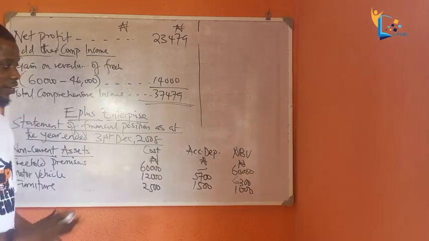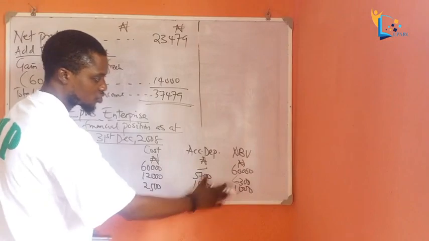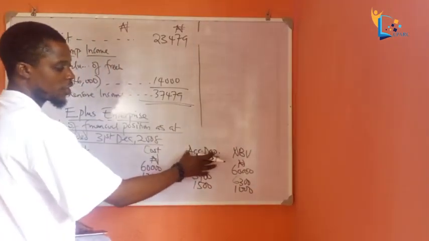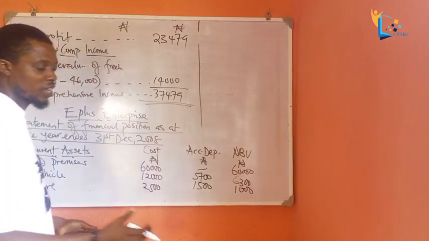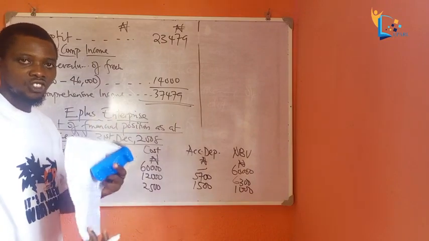Hello, are we together? Are you seeing what I'm doing? This is the cost of your fixed asset, accumulated depreciation, and net book value. We are using accumulated depreciation because we have multiple depreciations, both from the trial balance and the additional information.